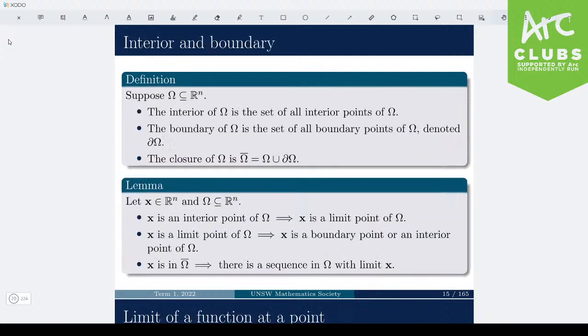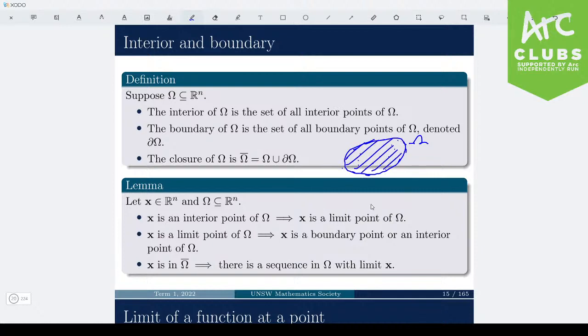A few more definitions, then we'll move on to some examples. The interior and boundary. The interior of omega is the set of all interior points of omega. That's pretty self-explanatory. The boundary of omega is the set of all boundary points of omega and is denoted by delta omega. And the closure of omega is just the union of both. So if you have a graph omega, then the interior is just every point on the inside, the boundary is just the perimeter, and the closure is this entire piece.